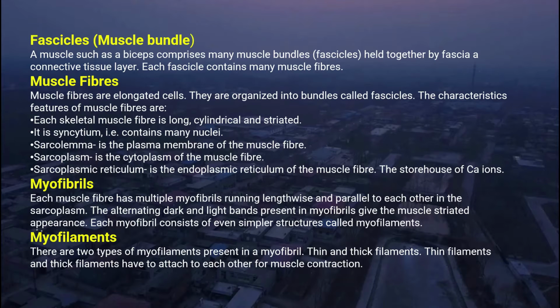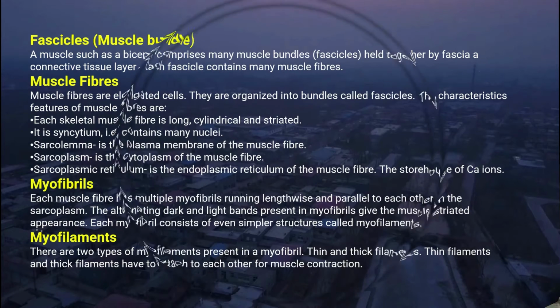3. Myofibrils. Each muscle fiber has multiple myofibrils, running lengthwise and parallel to each other in the sarcoplasm. The alternating dark and light bands present in myofibrils give the muscle a striated appearance. Each myofibril consists of even simpler structures called myofilaments. 4. Myofilaments. There are two types of myofilaments present in a myofibril: thin and thick filaments.